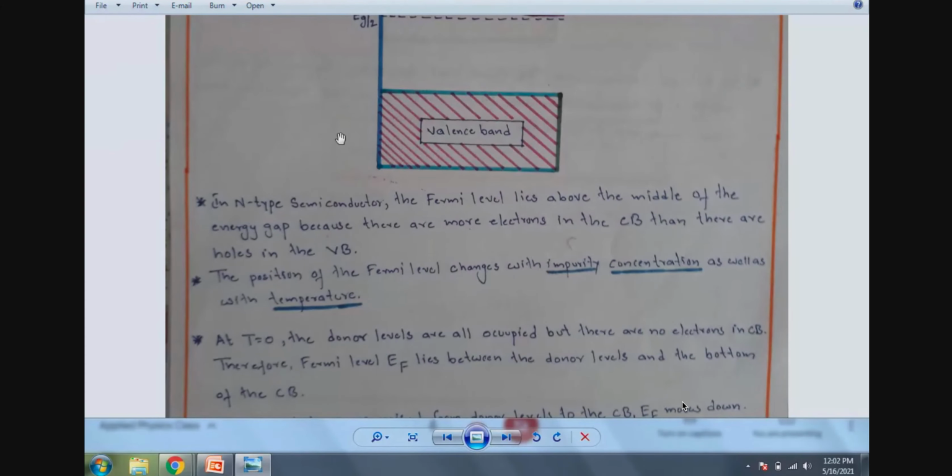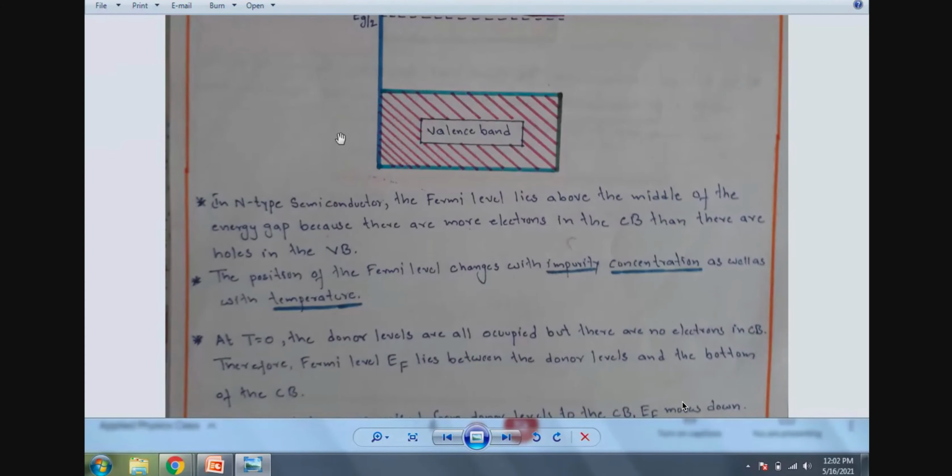On simplifying, this is the equation I got here. Now let us assign some symbols. Here ED minus EC is equal to delta minus delta E. This is just for understanding purposes.